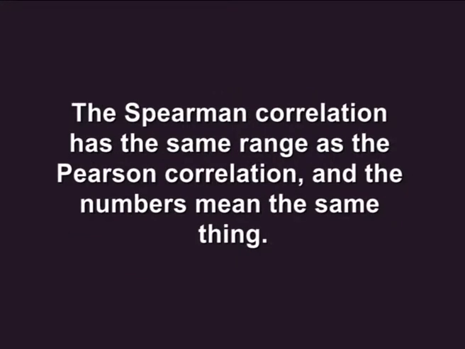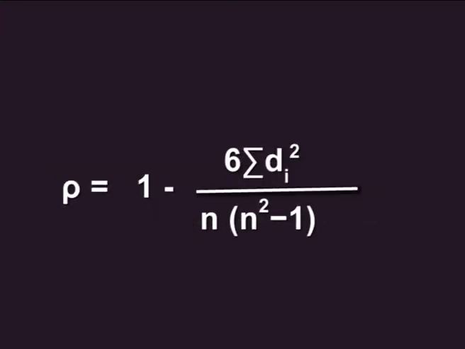The Spearman's correlation has the same range as the Pearson's correlation, and the numbers mean the same thing. The formula for computing the correlation is shown on the screen. The one term in the formula that you might not be familiar with is small d, which is equal to the difference in the ranks of the two variables.